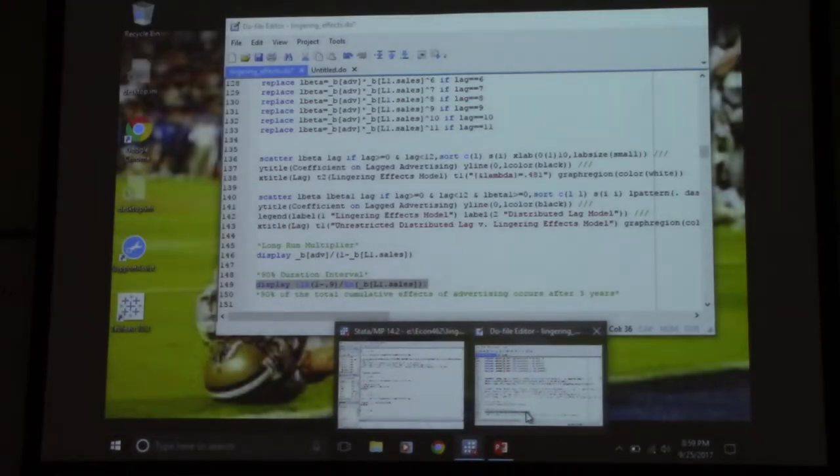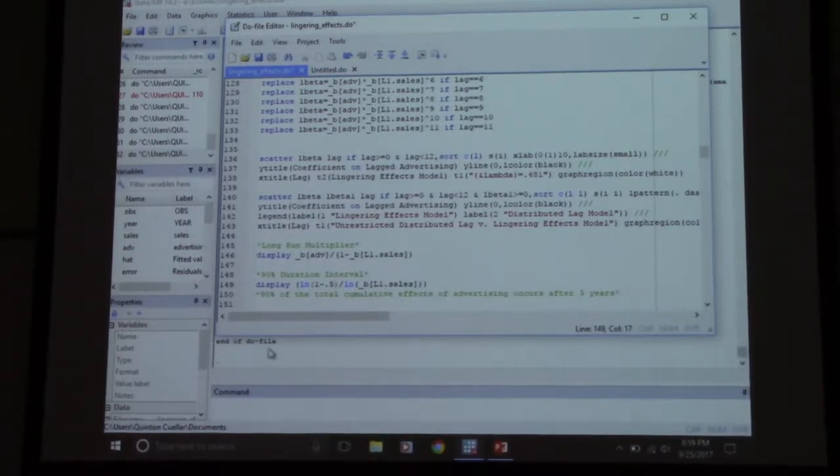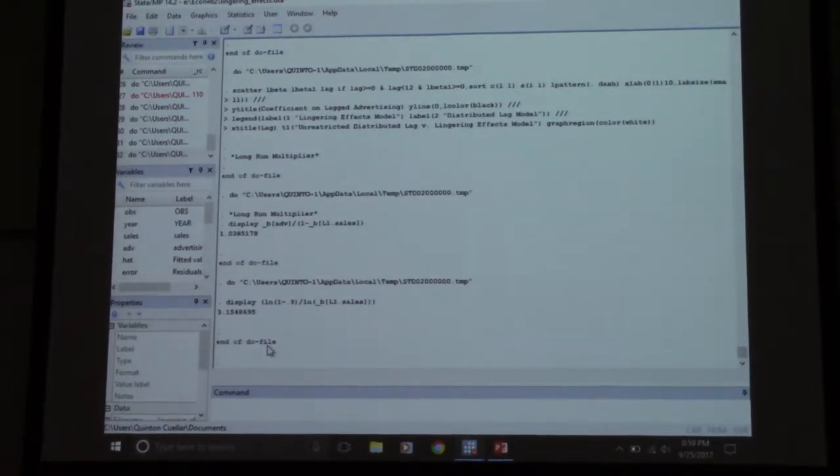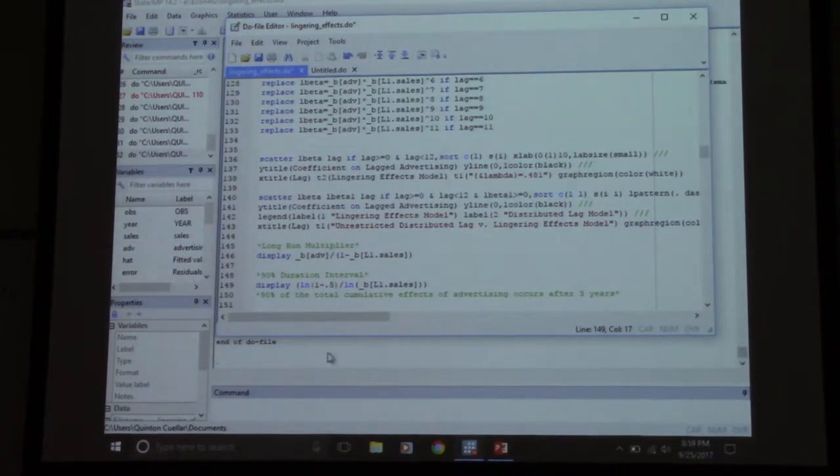If you wanted to know the 50% duration interval, delete 5, is that pointing there? So the 90% duration interval was roughly three periods. Is the 50% duration interval going to be more or less than that? More or less than three? Be more? It's a 50-50 shot. Let's see.